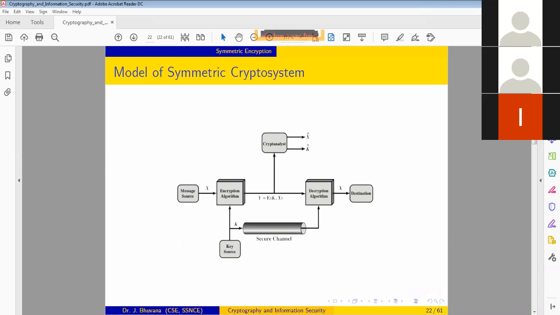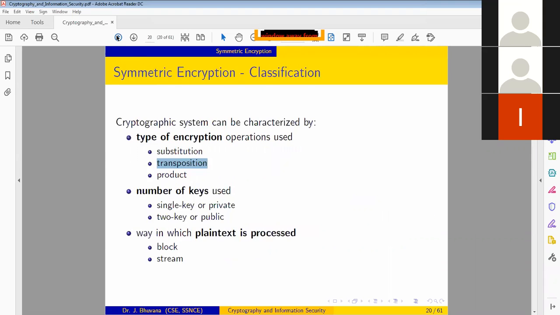And there is the second option called as a two key encryption. What is a two key encryption? It means that the key I'm using for the encryption will not be the same key used for the decryption.